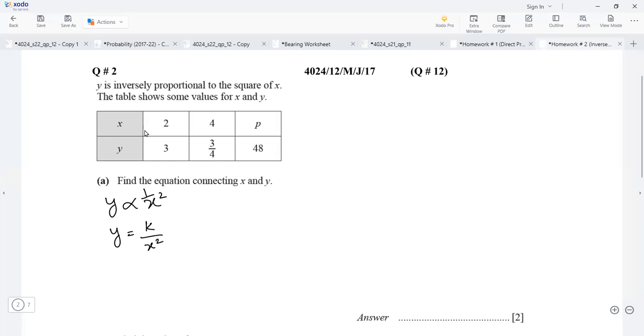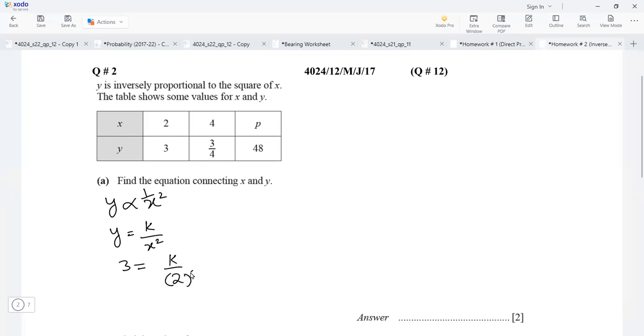You can see in the first two columns, when x is 2, y is 3, or we can say when x is 4 and y is 3 by 4, both are fine. You can use any one of them for finding the value of k. So I'm using the first one because it's not involving the fraction. It will be easier. So replace y with 3 and x with 2.